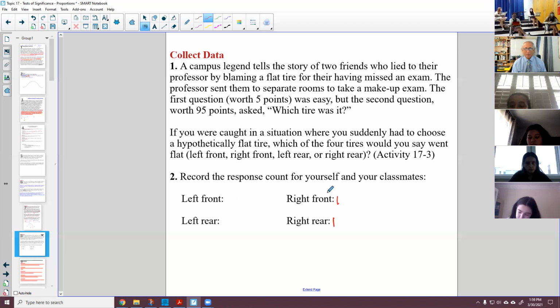Right front. Right front. Okay, Karina, what would you say? I was gonna say right front also. You say right front? I missed it. Yes, okay. Okay, Alexi, which would you say? Maybe right rear. Right rear, okay. Sylvia? Right front. Right front, interesting.